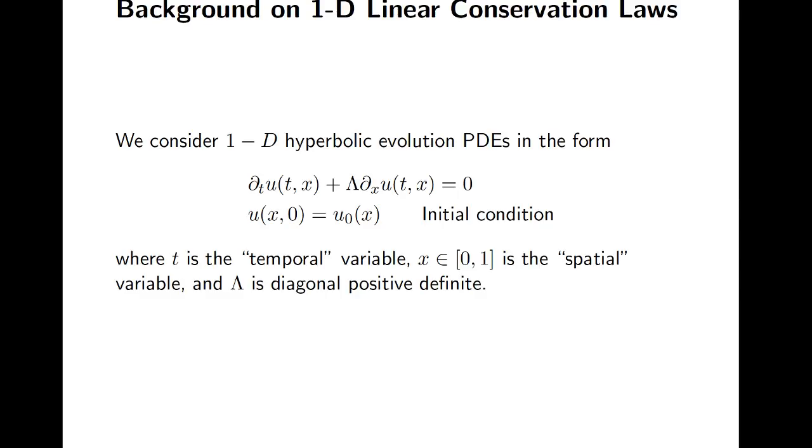Why do you choose a diagonal matrix? Why not work with the general matrix? Of course, if you pick lambda diagonal, it's simpler. And if not, since we're assuming that the eigenvalues of lambda are real, I can always diagonalize my matrix. So after a change of variables, I can always put it in this form. Not always diagonal.